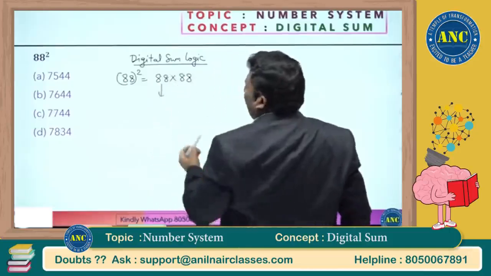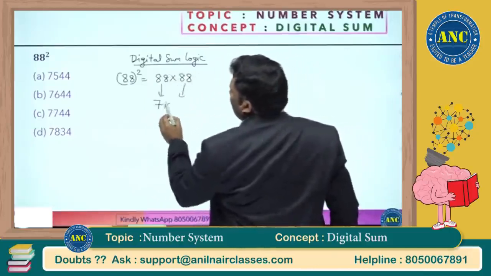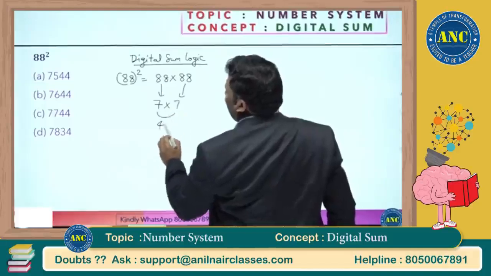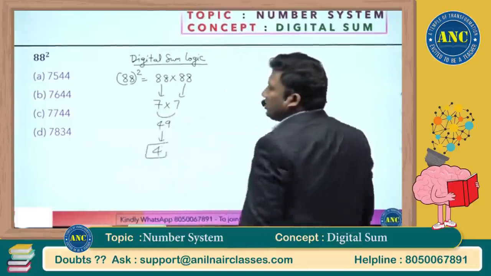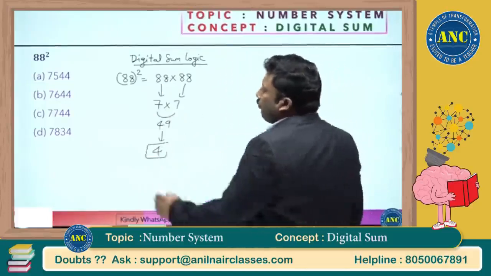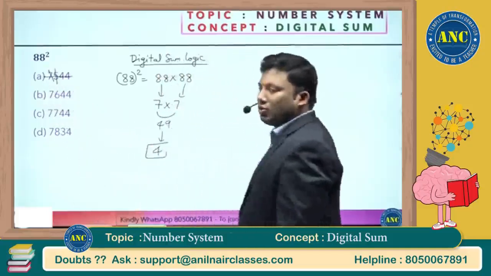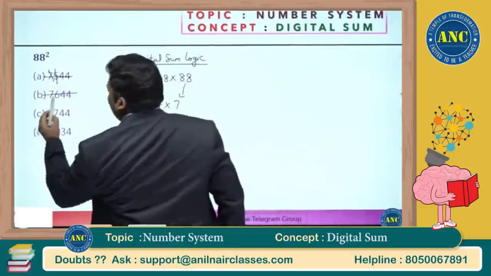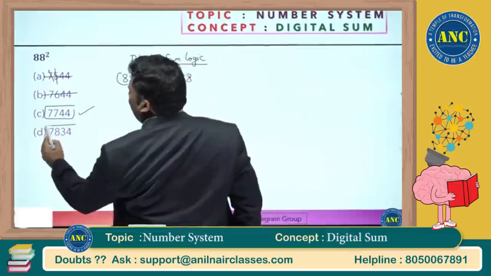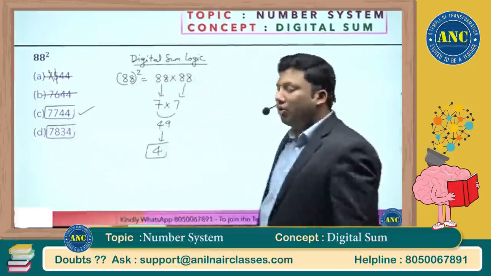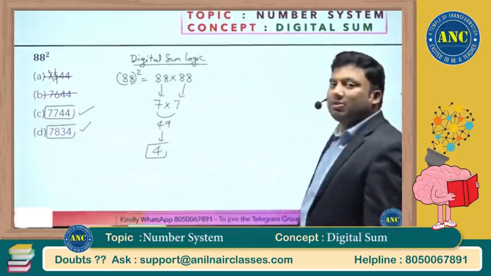88 digital sum: 8 plus 8, 16, it is 7. 7 sevens are 49, 4 plus 9, 13, 1 plus 3, 4. Digital sum for the question is 4. Answer options: 7 plus 5, 12, 12 plus 4, 16, it is 7. 13 plus 8 ... the first two options do not give 4. 7744 gives 4, and 7834 gives 4. There are two options where the digital sum is matching.